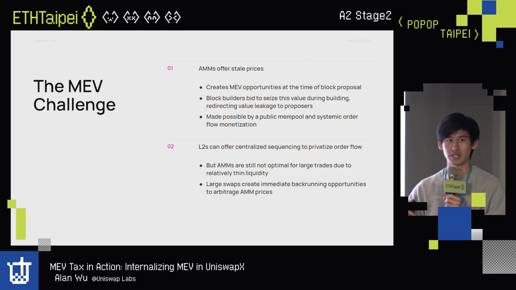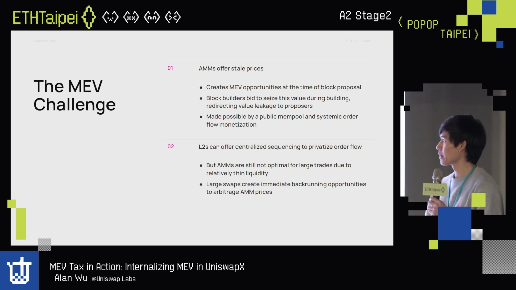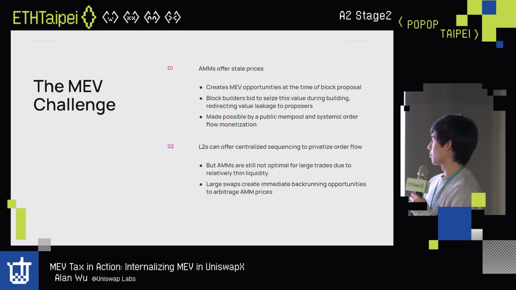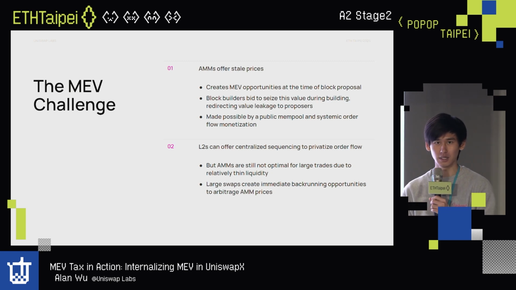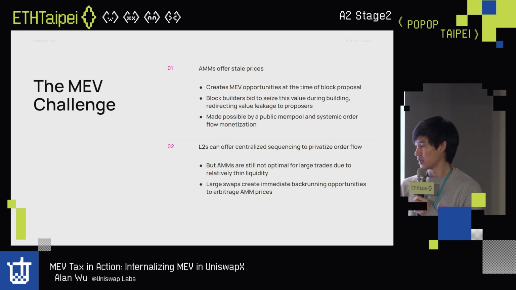So on a blockchain, transactions are processed in blocks at distinct timestamps. And so what that means is we don't have the continuous pricing like we do off-chain. The result of that is that at the time of block proposal, AMMs are going to offer stale prices, which create MEV opportunities. And on mainnet, block builders are going to order transactions in order to extract this value and pay it to block proposers. And they do this by looking at swaps in the mempool or getting orders from other sources of order flow.